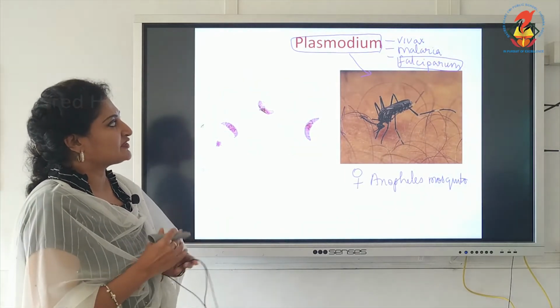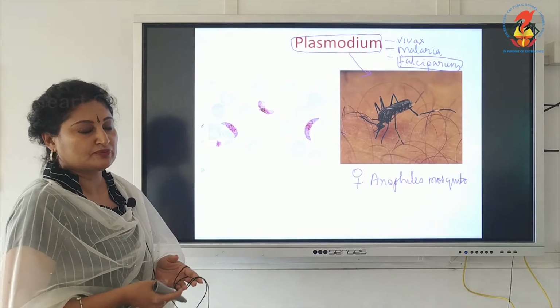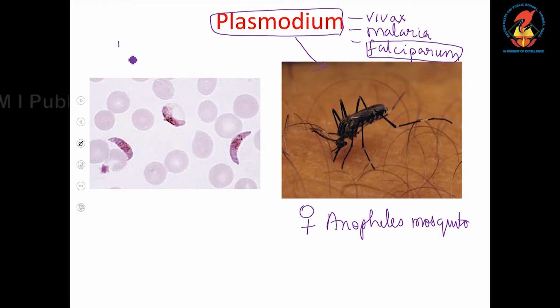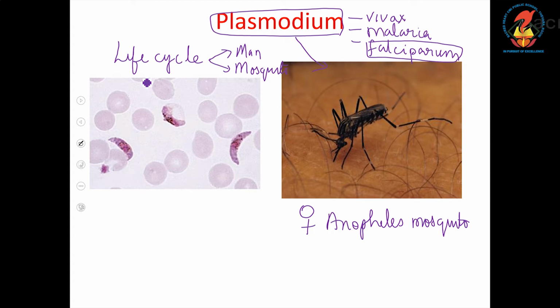Whichever Plasmodium, whether it's Plasmodium vivax or Plasmodium malariae or Plasmodium falciparum, the life cycle involves two hosts. One host is man and the other host is the mosquito. So therefore we call them digenetic because they require two hosts. Now this is a slide of a blood smear.